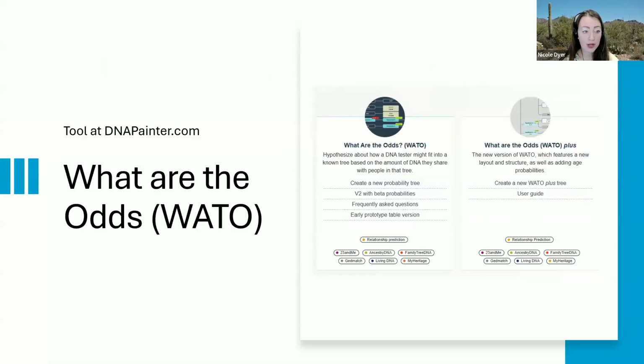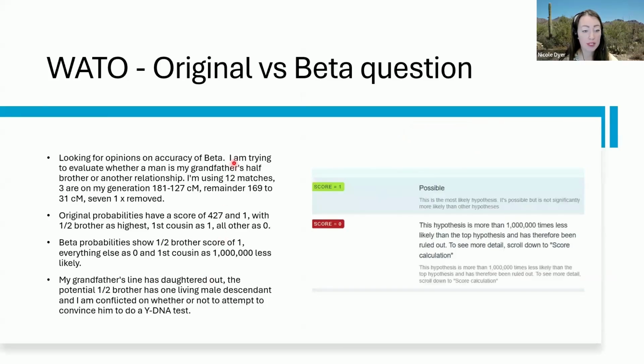So WATO is a tool at DNA Painter. WATO stands for What Are the Odds? Basically, what it allows you to do is hypothesize about how a DNA tester might fit into a known tree based on the amount of DNA they share with people in the tree. So going back to our question, this person is trying to evaluate this DNA match to see if he is fitting into her known tree, maybe as her grandfather's half brother, or maybe as a cousin or something else.